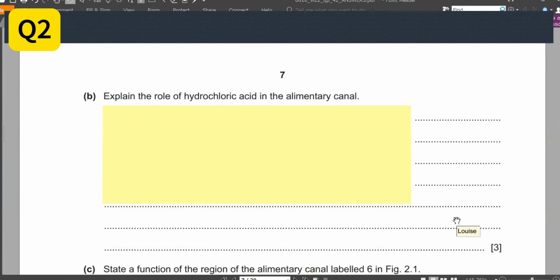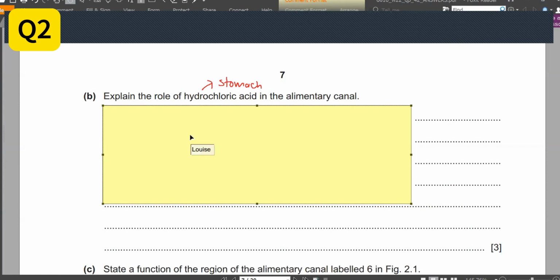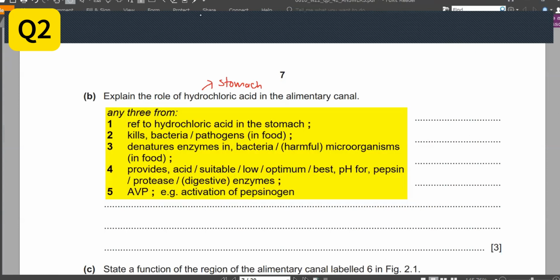Next, explain the role of hydrochloric acid in the alimentary canal. A 3-point question. We are very familiar. Hydrochloric acid is produced in the stomach. The main functions, any three will be acceptable. The reference that hydrochloric acid is produced in the stomach will be 1 point. Secondly, it kills bacteria and pathogens.